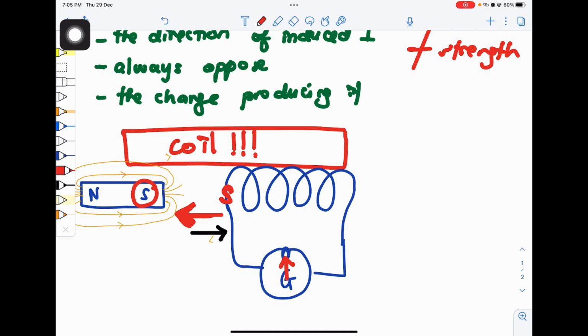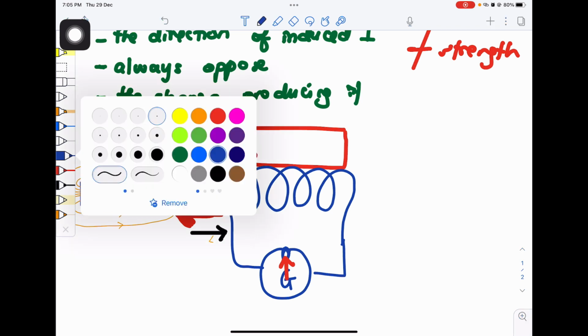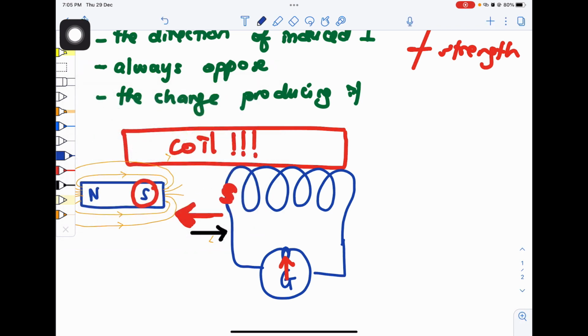Sini akan jadi south juga. Jadi, so dapatlah south situ. So where is the direction of induced current? Direction of induced current ni south kan?